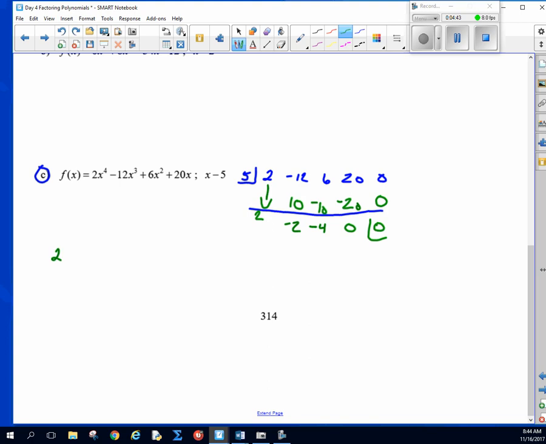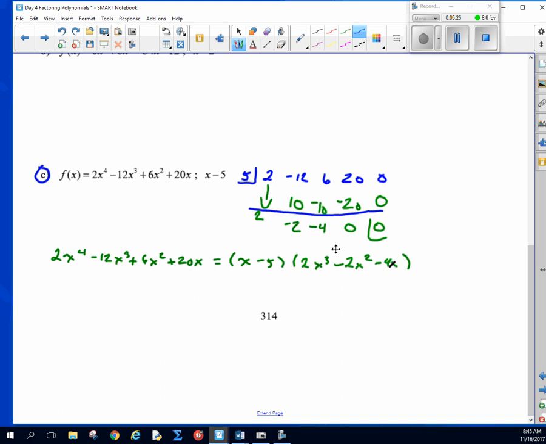So I can say that 2x to the 4th minus 12x to the 3rd plus 6x squared plus 20x is now equal to my factor x minus 5 times what I have remaining. This started out as x to the fourth, so this is 2x to the third minus 2x squared minus 4x plus 0. Well, I'm not going to worry about the plus 0. So now I've factored out this first factor, x minus 5. I want to now factor completely.